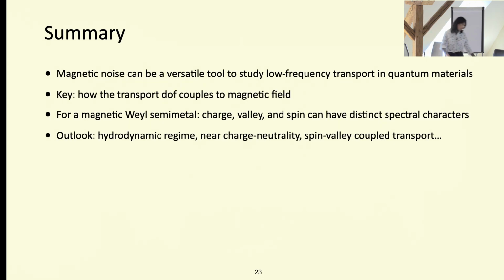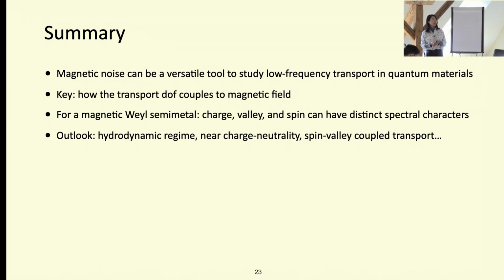Okay, so let me say something to summarize. Magnetic noise can be a versatile tool to study low frequency transport in quantum materials, and the key point is to know how the transport degree of freedom will couple to a magnetic field. So in this simple model, the valley current generates a magnetic field in the demagnetization way, and for maybe other materials with other symmetries, you need to reconstruct this relationship, and maybe even from first principle calculations.